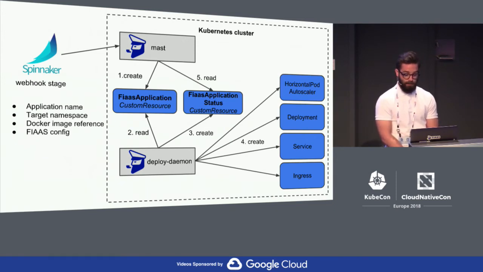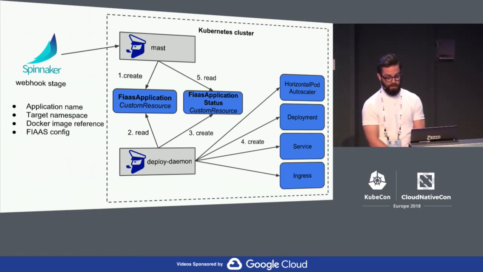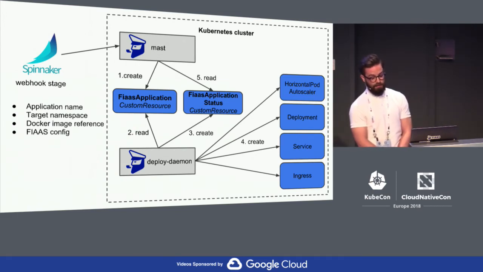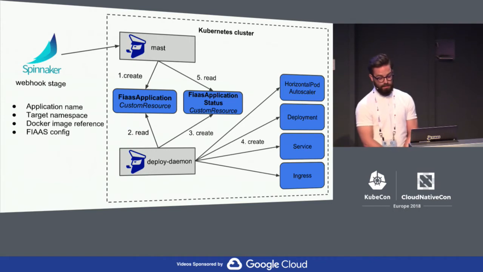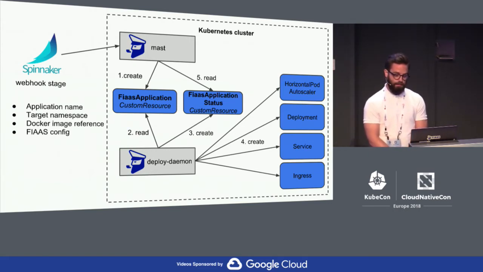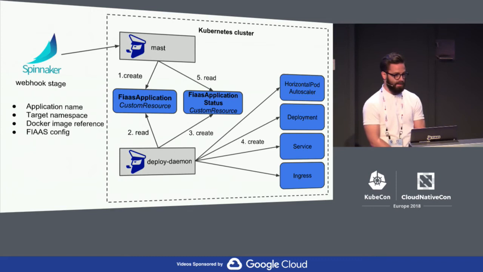Then there's the deploy daemon that I mentioned earlier. It's kind of designed after the operator pattern. So it's responsible for reading this FIAAS application configuration, transforming it to Kubernetes resources, and creating or updating those resources. It will also create a FIAAS application status resource, which describes the status of the deployment, because we are only considering deployment successful if all of the pods that we are expecting are actually in the ready state.